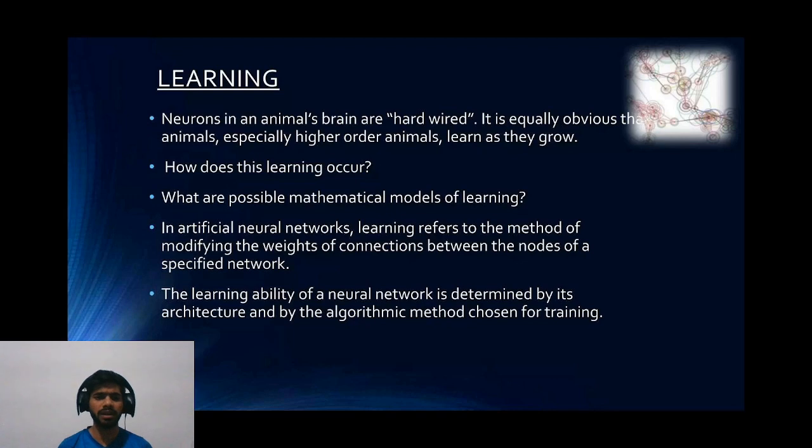In artificial neural networks, learning refers to the method of modifying the weights of connections between the nodes of a specified network. The learning ability of a neural network is determined by its architecture and by the algorithmic method chosen for training.